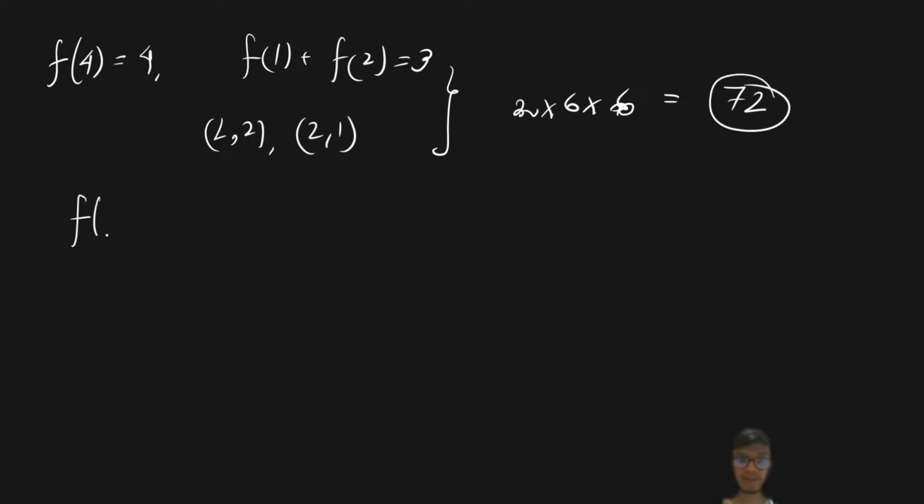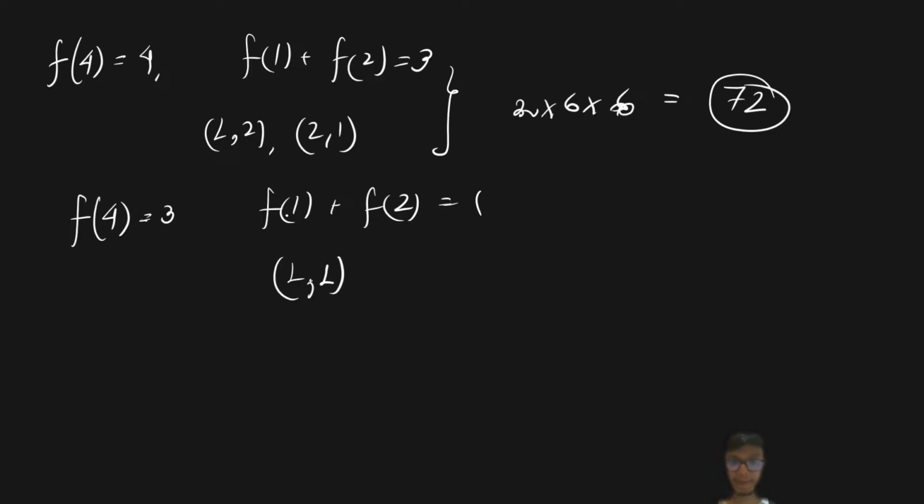And similarly, if I focus on f of 4 equal to 3, then f of 1 plus f of 2 should be equal to 1 plus 1, which is satisfied only for the case 1 comma 1, when f of 1 and f of 2 are both equal to 1.